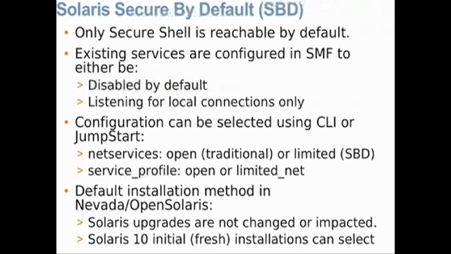The default installation method for OpenSolaris was that we automatically went to the secure way. For Solaris 10, we didn't change things on upgrade, but you could opt in if you did a fresh install, or you could manually run the command. Something we should have done a long time ago, but it's there, very easy to use, because it's all based on SMF by and large.